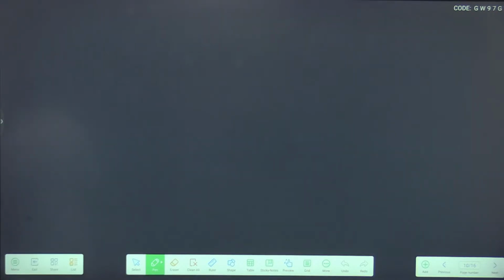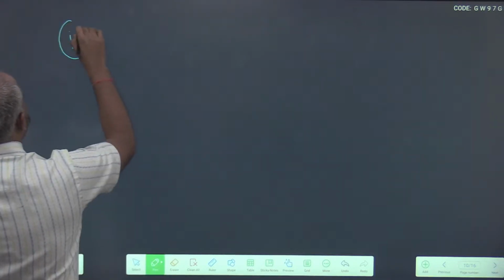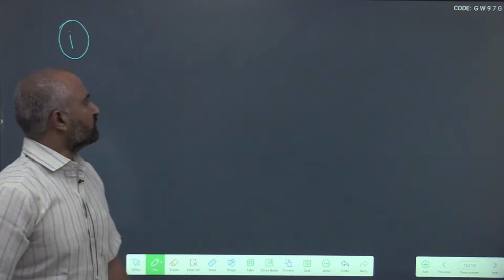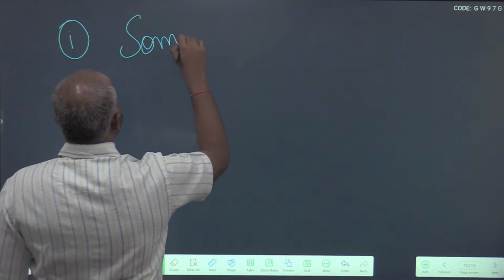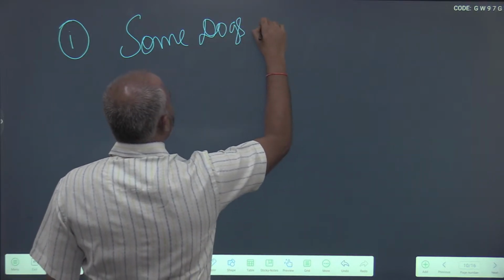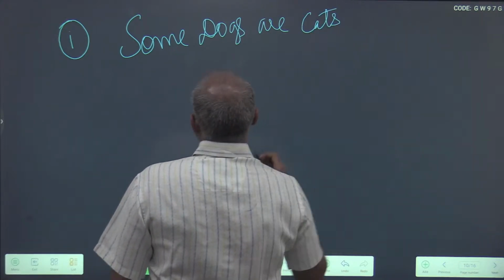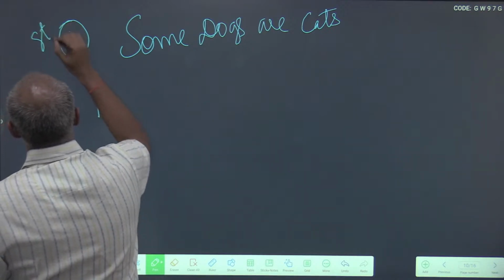We will solve it using some examples. So let us start at the basic. I will start with one statement, then progressively we will go for two statements, three statements, and so forth. Some dogs are cats. This is the statement. Tell me which conclusions are true.